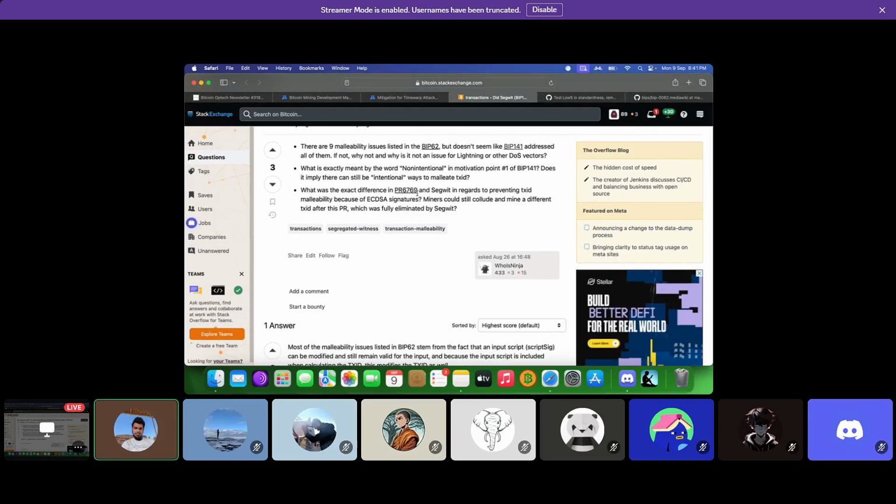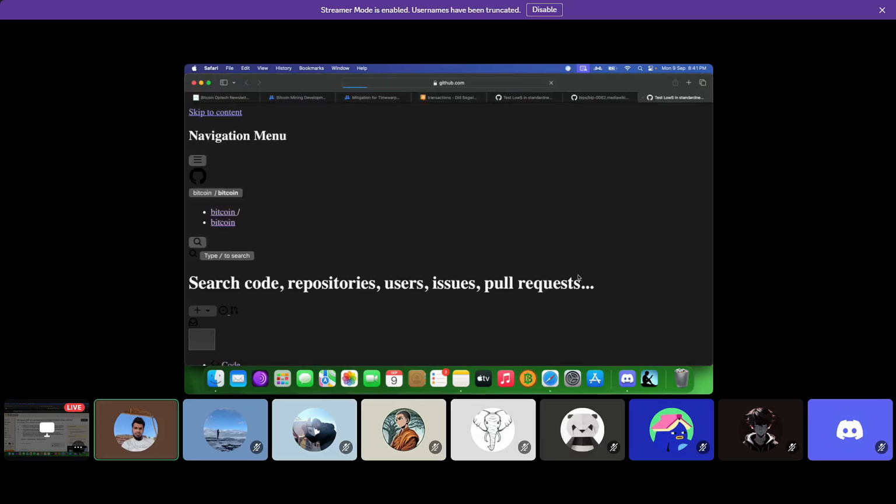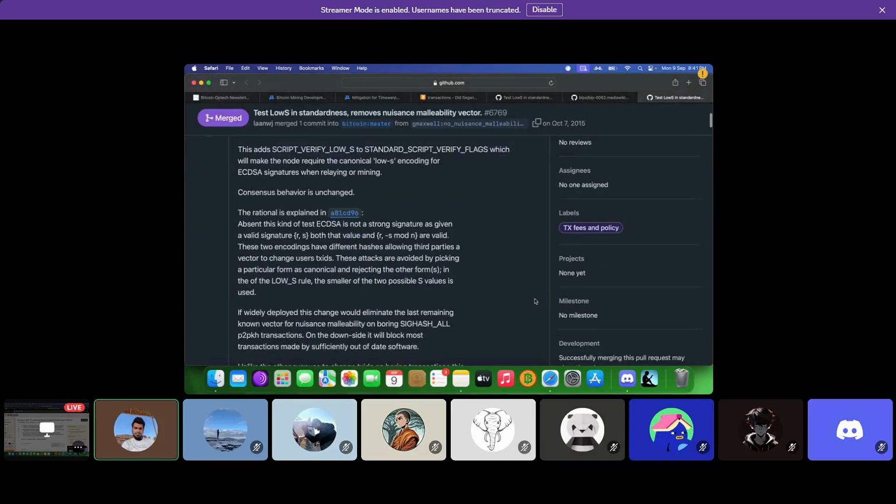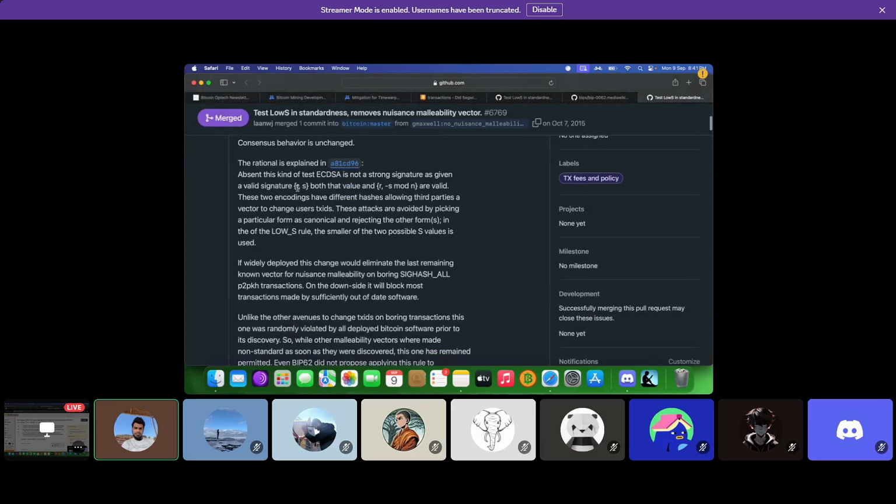The digital signature consists of two components. One is R and one is S. It is possible to compute two different values of S, both of which will be valid. This is how your digital signature looks like, R and S. There can be two valid values of S. So I can create a digital signature with one value of S and give it to Alice. I can create another digital signature with another value of S and give it to Bob.